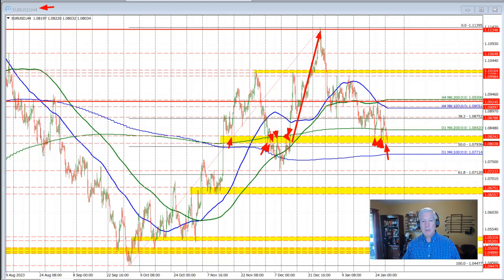1.08038. If we move below that level, we'll look toward the 50% retracement of the move up from this low price going back to October to the high price that we saw in December. Below that is the 100-day moving average, 1.0771. So sellers are trying to make a play, but they need to get below the low of 1.0803 and stay below that level. And then not far away from that, the 50% retracement of the move up from this low going back to October to the high price that we saw in December.